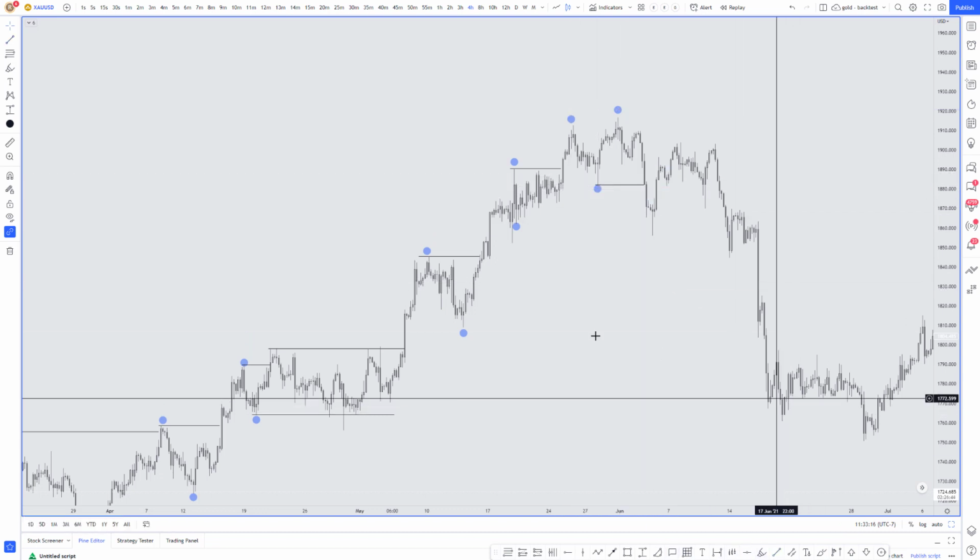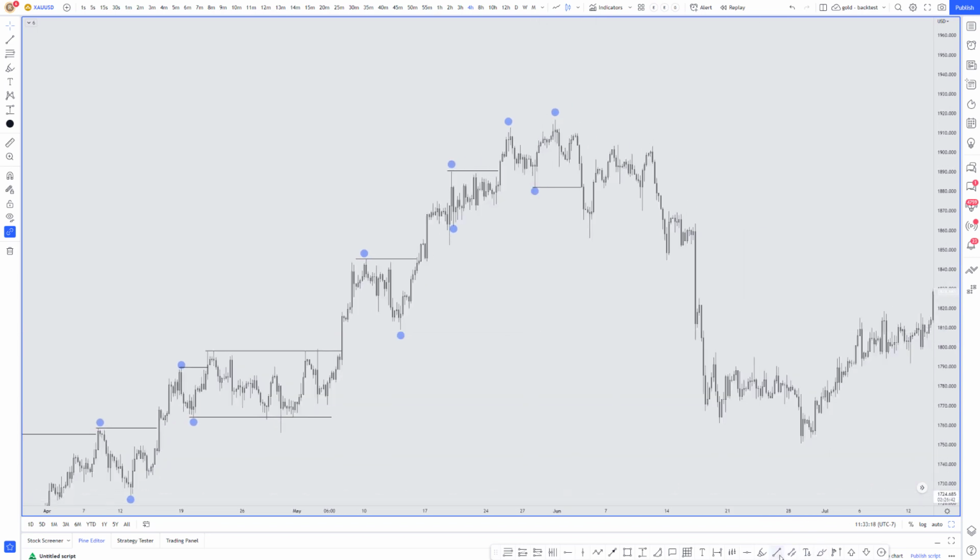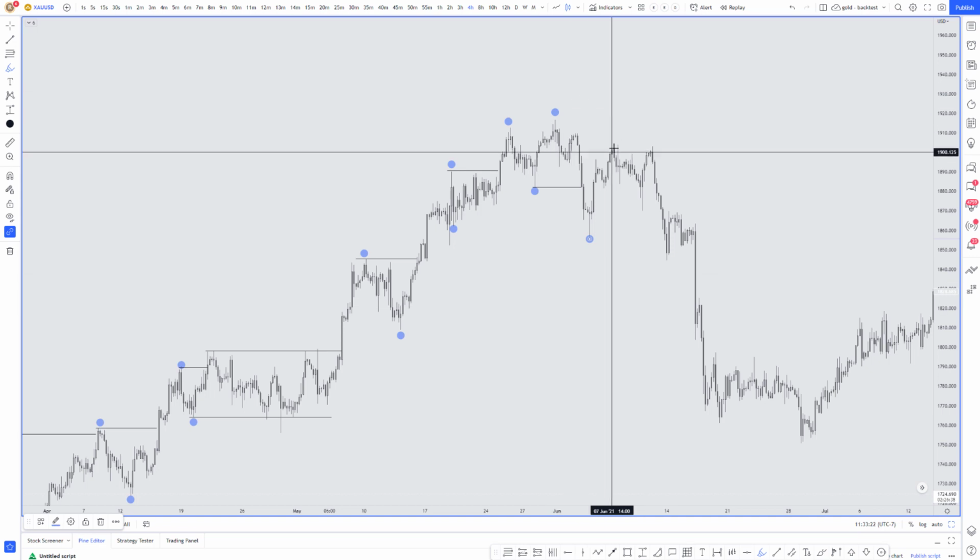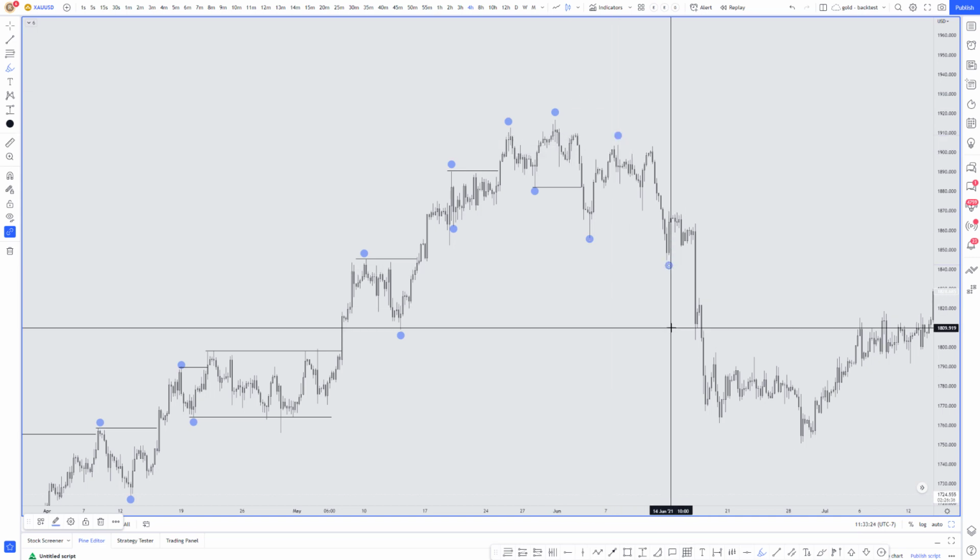And now we're changing direction the other way. And now we're unconfirmed bearish. And we just became confirmed bearish.